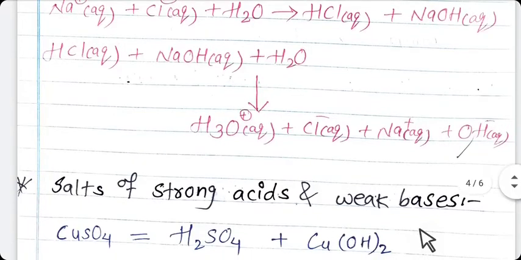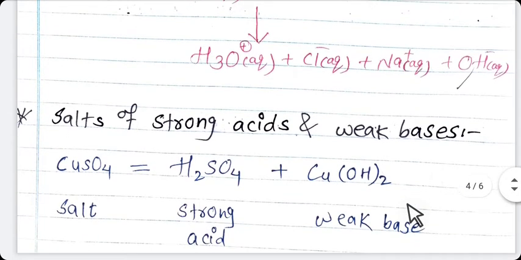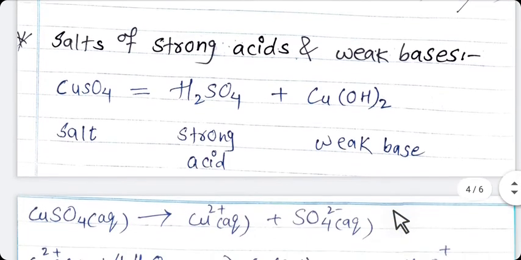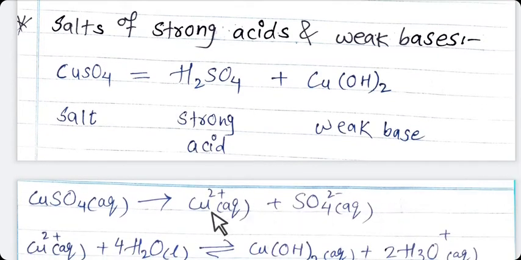The next is the salt of a strong acid and a weak base. We are taking here the example of such a type of salt, copper sulfate, which is derived from the strong acid H2SO4, sulfuric acid, and the weak base copper hydroxide. So copper sulfate dissociates as Cu2+ and SO4 2-.